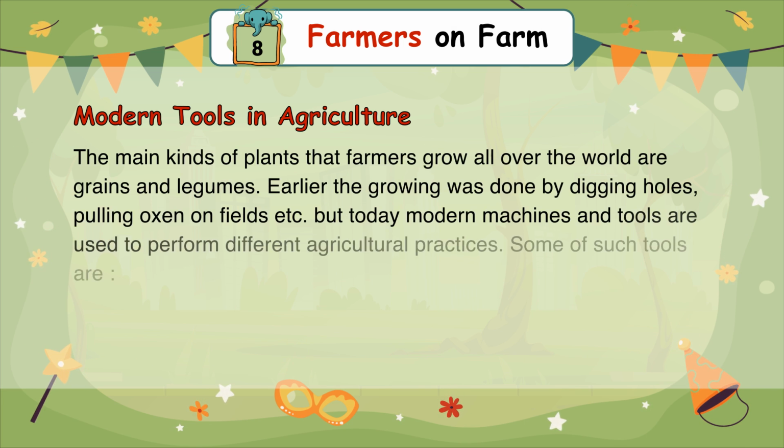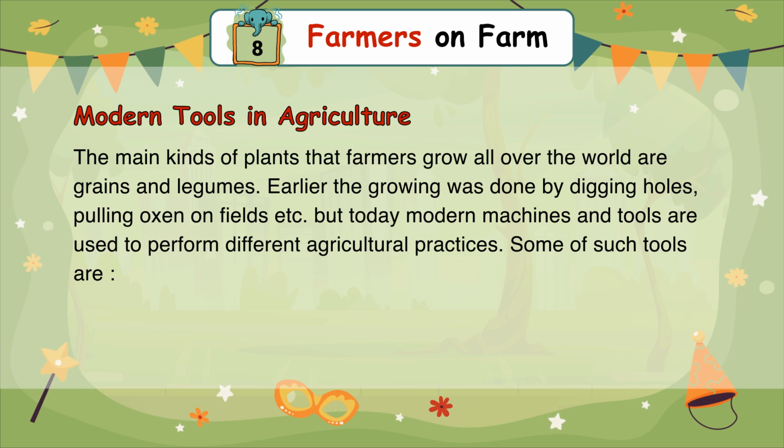Modern tools in agriculture. The main kinds of plants that farmers grow all over the world are grains and legumes. Earlier, the growing was done by digging holes, pulling oxen on fields, etc. But today, modern machines and tools are used to perform different agricultural practices.